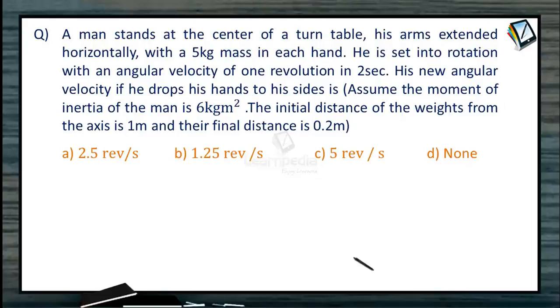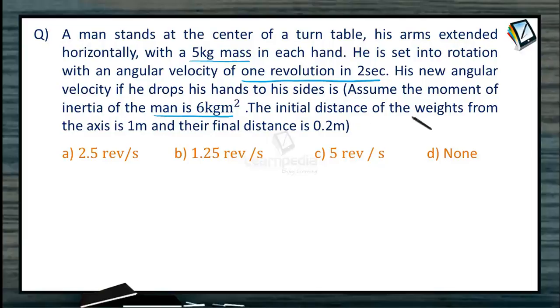Question. A man stands at the center of a turntable, his arms extended horizontally with a 5 kg mass in each hand. He is set into rotation with an angular velocity of 1 revolution in 2 seconds. What is his new angular velocity if he drops his hands to his side? The moment of inertia of the man is given as 6 kg m².